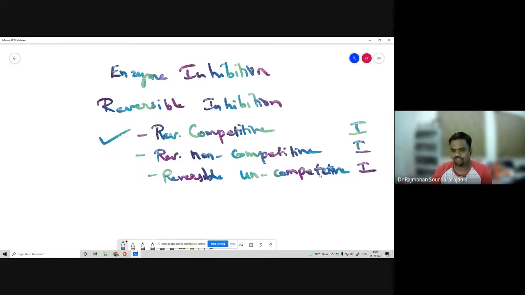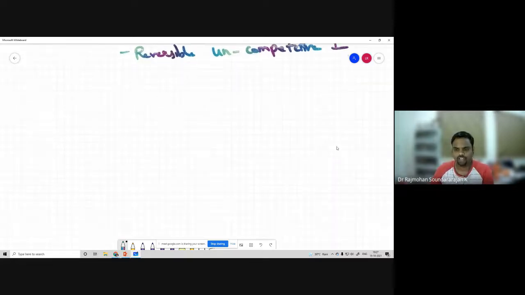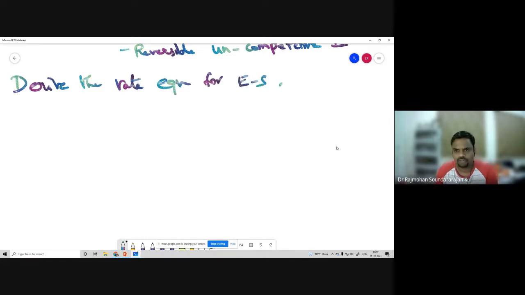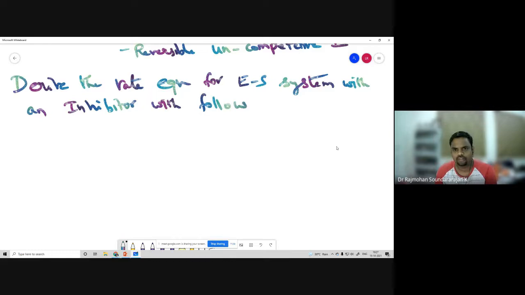So that is what happens in the case of reversible competitive inhibition. If we want to derive an expression for the rate equation for that, please take down the question. Derive the rate equation for an enzyme substrate system with an inhibitor with the following mechanism.